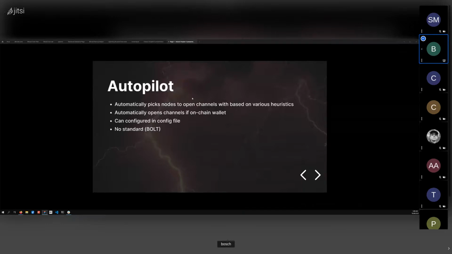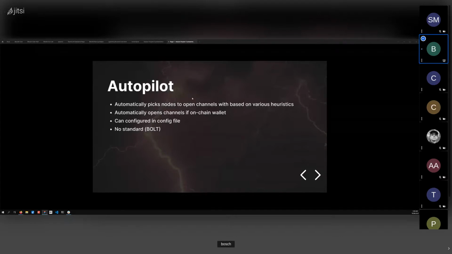But there are various differences between the different implementations. LND's is probably the most well-known and standardized. It pretty much automatically opens channels from the funds in the on-chain wallet. You can go into your config file and change the autopilot settings. You can change it to only open channels of certain sizes, or only open to a certain percentage of your on-chain funds. There's a whole lot of variables you can play around with. But like I mentioned before, there's also no standard with that.